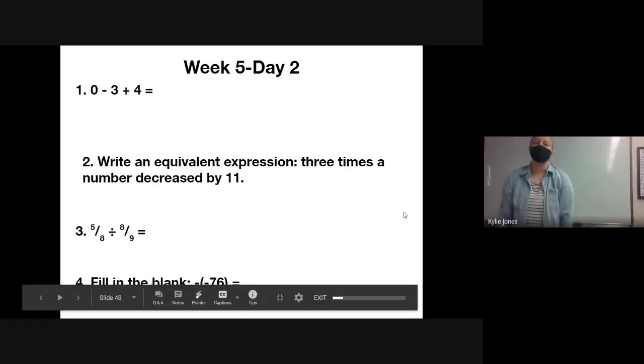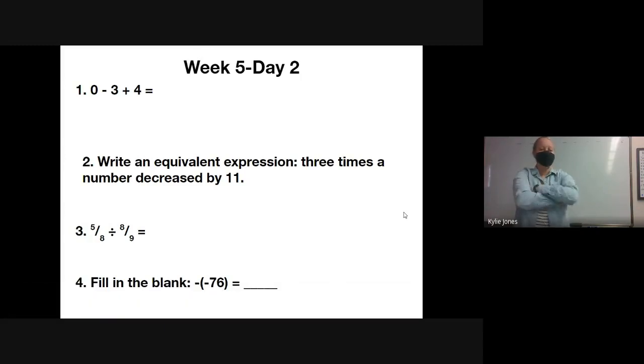So 4 questions. Our first one is 0 minus 3 plus 4. So go in order. 0 minus 3, then add 4. Number 2, write an equivalent expression. So you need to write this with variables and letters. 3 times a number decreased by 11. Number 3 is 5/8 divided by 8/9. And number 4, fill in the blank. What happens when you have a negative 76? What does it become? Write it down.